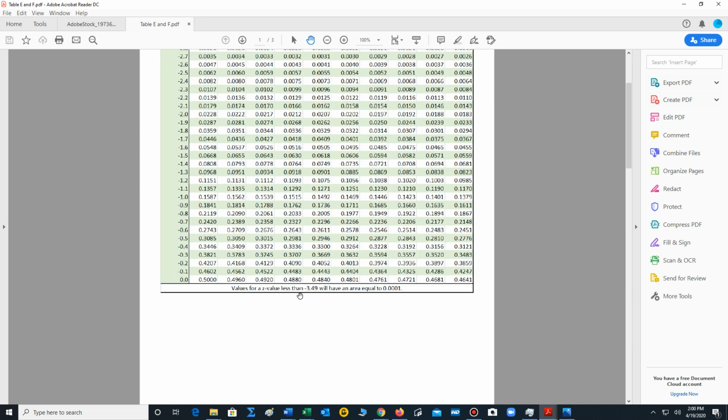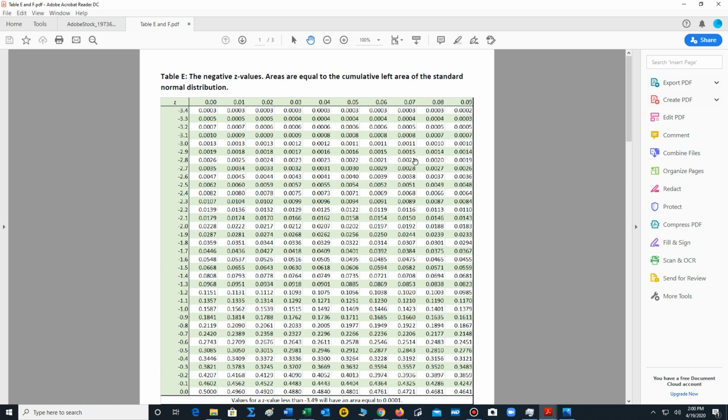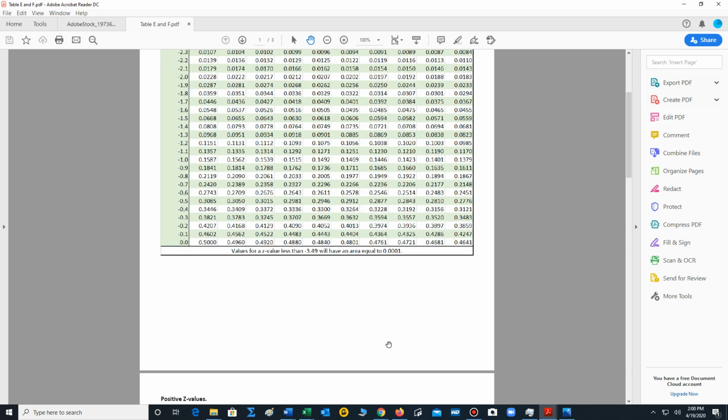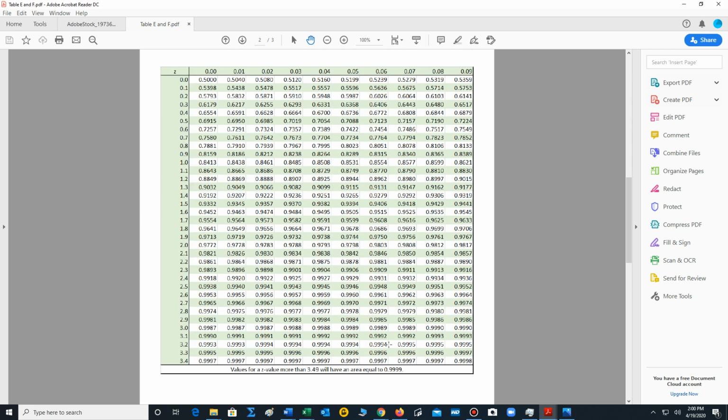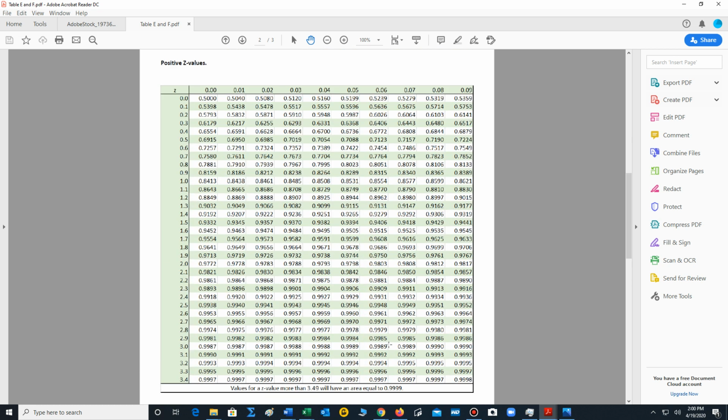So it has 2 pages. It's table E. The first page deals with negative z-values, so you find the areas for negative z-values. The second page deals with positive z-values.